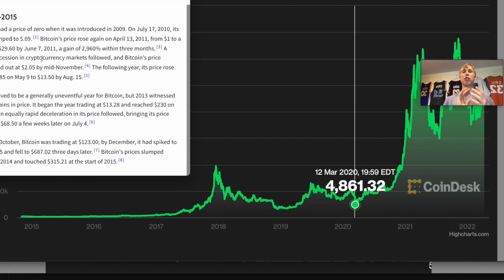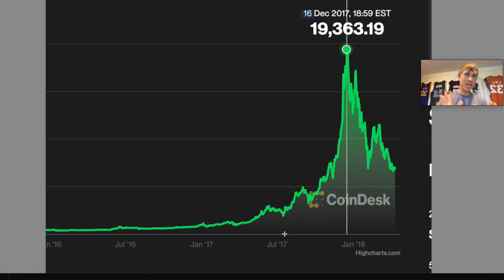In 2012, it went from $13 to $230. But wait, it also came back down to $68. Then we had another one, 123 to $1,237, and then dropping down to $687. You can see the Apex assets, they may come down, but they always come back up. Let's take a look at the very first classic Bitcoin chart. We started at probably less than $1,000, and we zoomed past, or up to, 19,000 bucks.